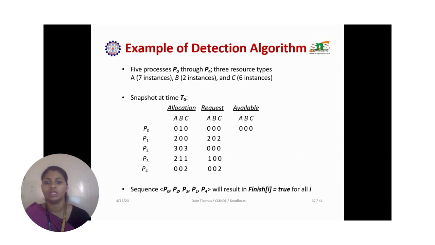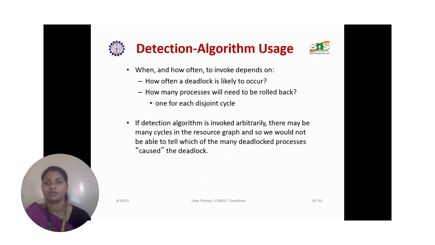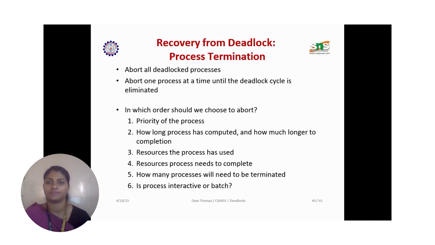Here you can see an example for the deadlock detection algorithm. Regarding usage of the deadlock detection algorithm: if the detection algorithm is invoked arbitrarily, there may be many cycles in the resource graph, and so we would not be able to tell which of the many deadlocked processes caused the deadlock.